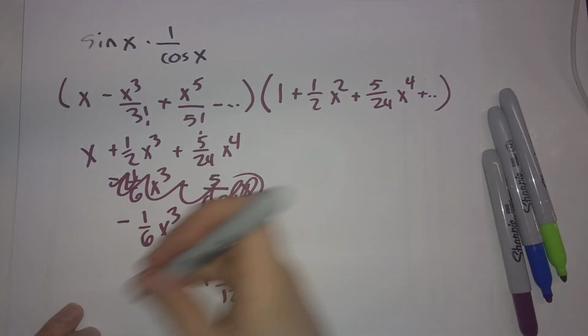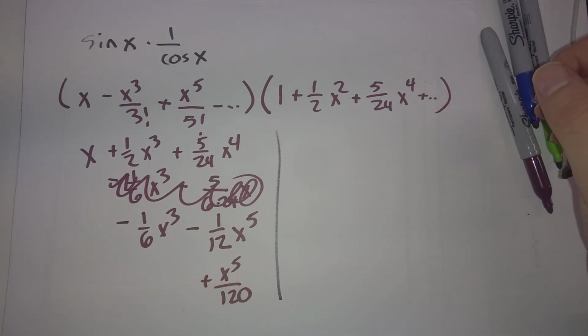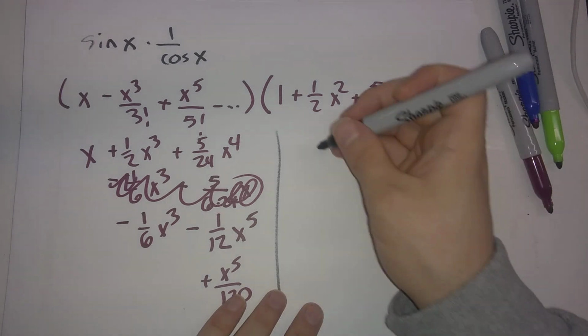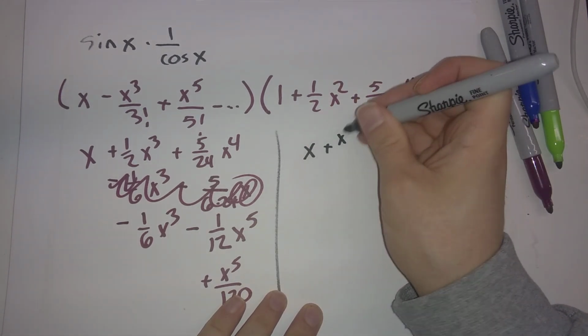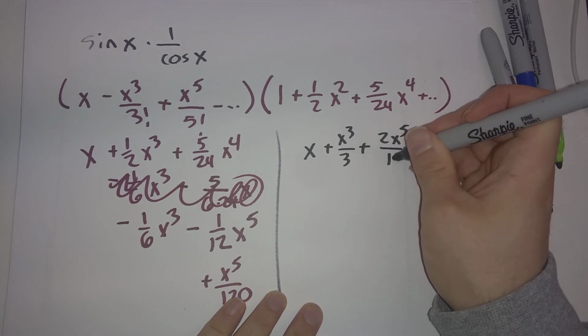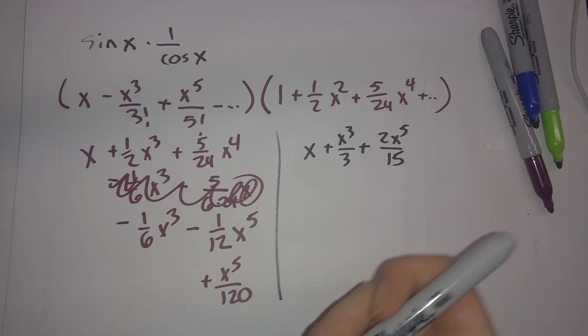And when we add all of these up, sure enough, we once again get the same exact thing as earlier, which is x plus x cubed over 3 plus 2x to the fifth divided by 15. So interesting problem, tricky problem, and I gave you 3 different ways to solve it.